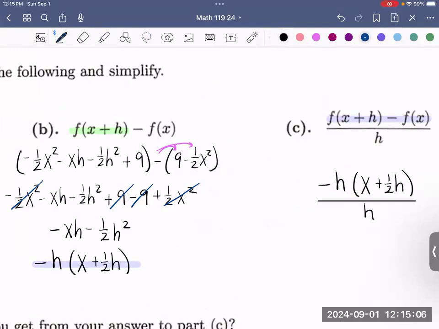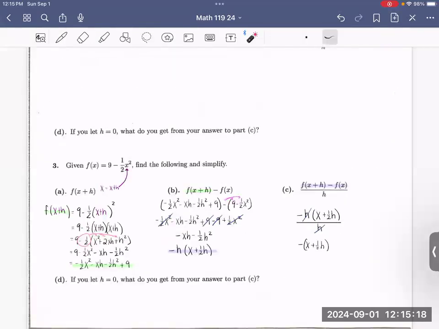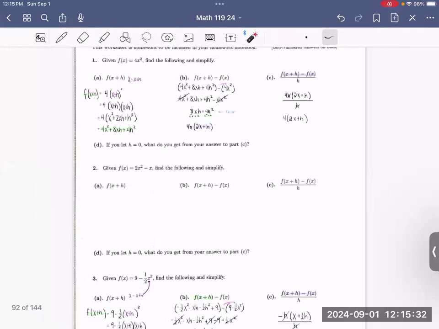And you'll notice that we divide by h here. So we're left with negative x plus 1/2 h. I think in your answer key, they don't have it in its fully factored form. I would highly suggest that we fully factor it because that is going to be the better of the two answers. Now, I do notice that I haven't been answering the follow-up question to it.